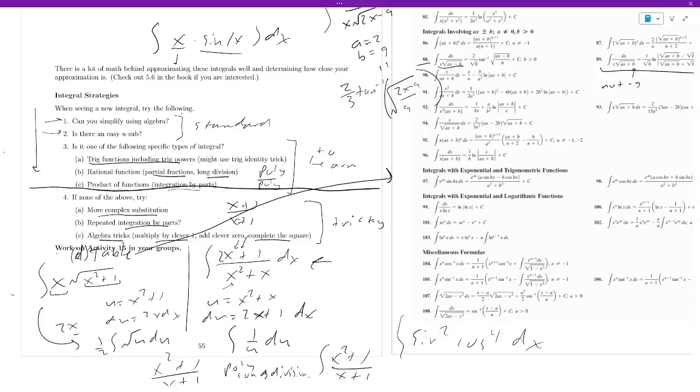Cool. So I think that's most of what I want to say about computer integration and integral strategies.